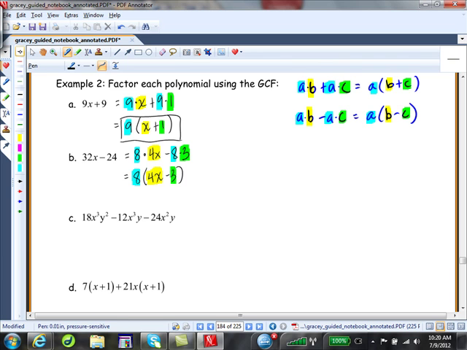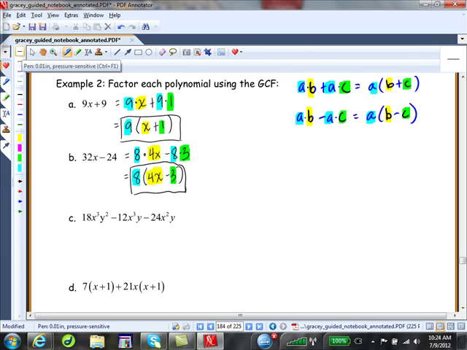Okay. How'd you do? Awesome. Okay, so part C, notice that we have a trinomial. And if you'd like to pause it, I'm going to go ahead and work part C and D. If you want to pause it and try it yourself first, that's fine.